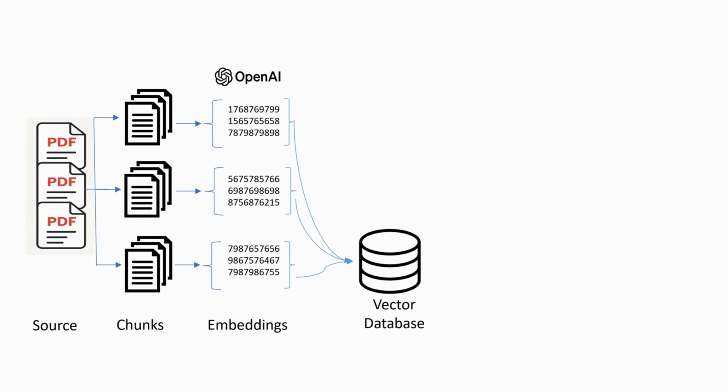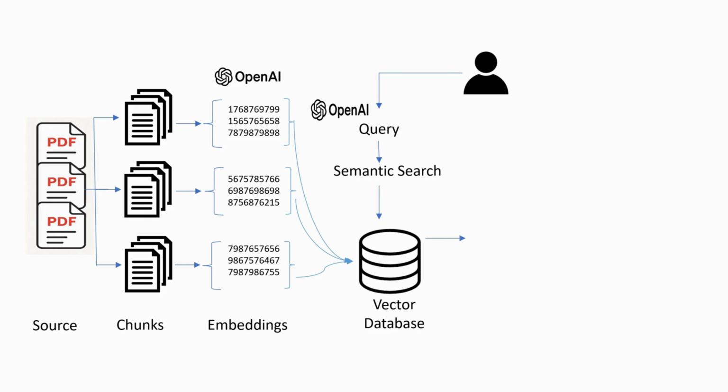When a user asks a question, the same process happens. The question is converted into an embedding. We then search the vector database to find the most relevant document chunks. This search is called semantic search because it finds results based on meaning, not exact words. The most relevant results are sent to the language model, which uses them to generate a clear answer. That answer is then returned to the user. This is the full workflow of our application.